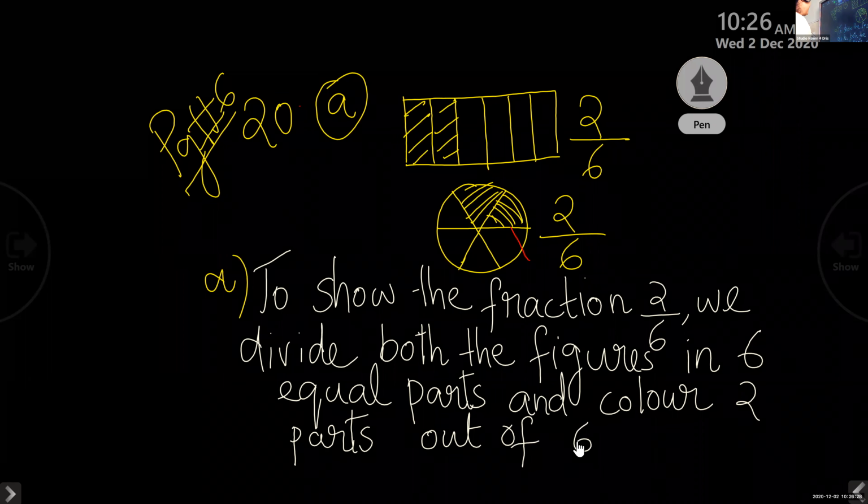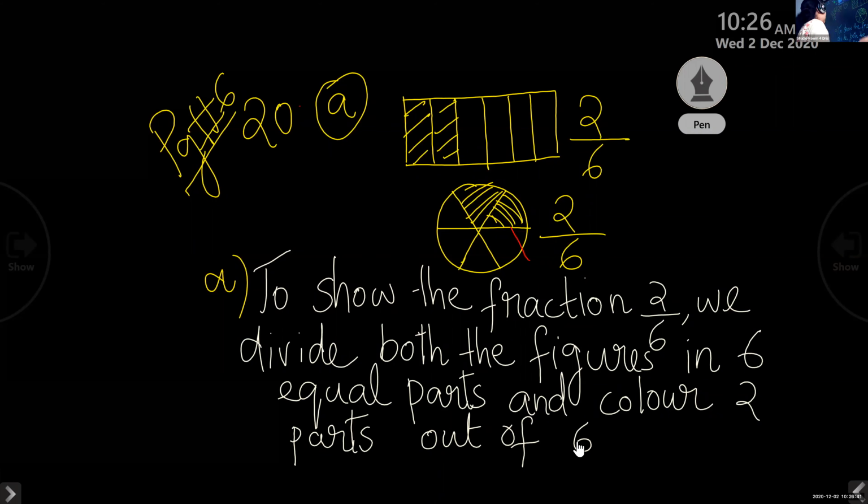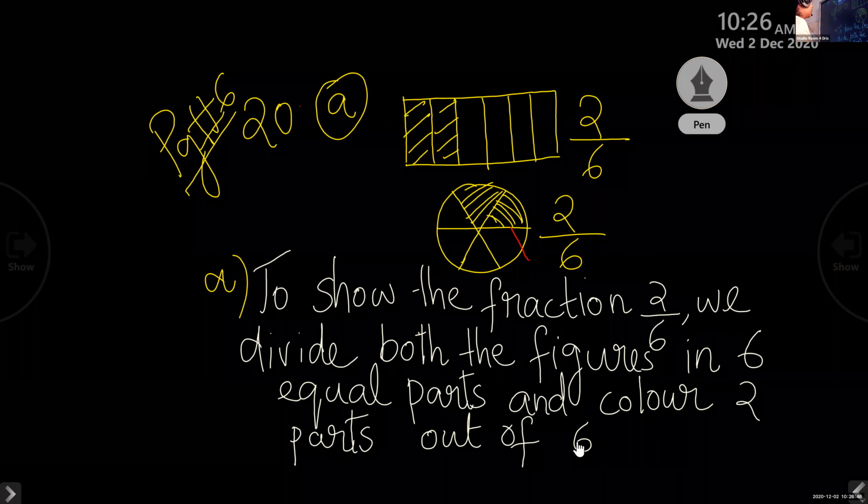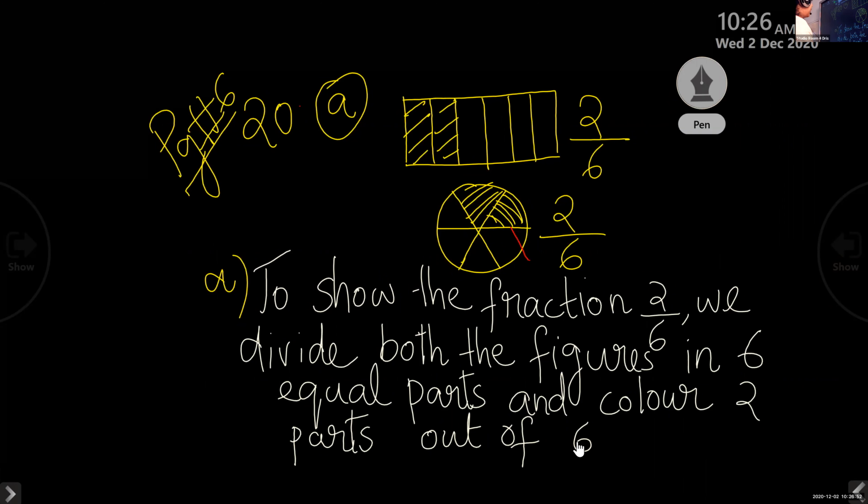Okay, so, children, page number 6, question number 20A. We are showing 2 by 6 in 2 different pictures, and we are writing what we have done. To show the fraction 2 by 6, we divide both the pictures, both the figures, into how many equal parts? 6 equal parts. And from the 6 equal parts, we have shaded how many parts? 2. Okay, write it fast.